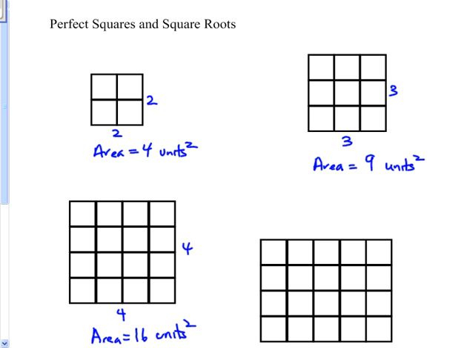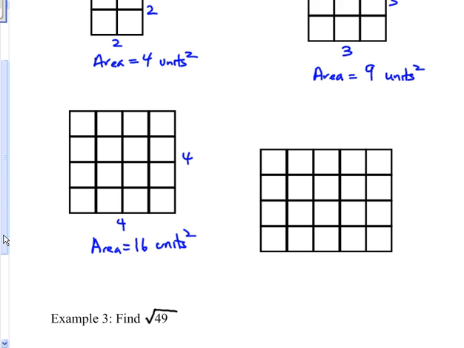And lastly, if I look at this one, it isn't a square. Now, why isn't it a square? Well, if you look, it's 5 units by 4 units. We wouldn't consider this to be a square. So if I multiply that out, I get 20. 20 isn't a perfect square.